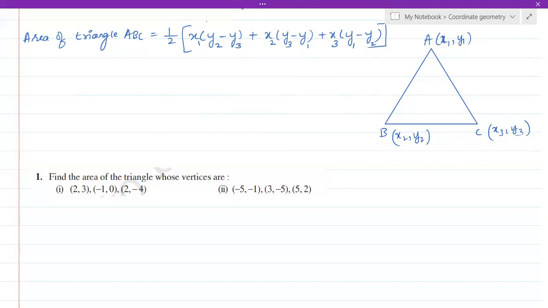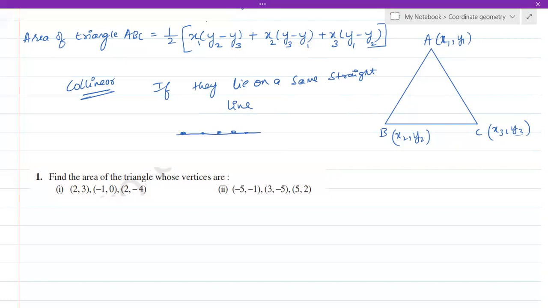One more very important use of this formula is that you can check whether the points are collinear or not. What do we mean by collinear? Points are said to be collinear if they lie on a single straight line. For example, let's take points like this. All these points can be connected by a single straight line. Therefore, these points are collinear.